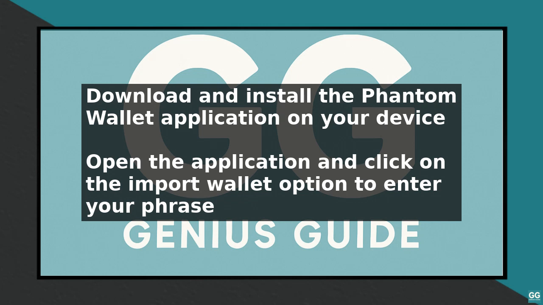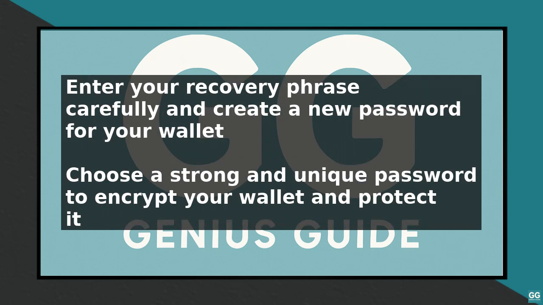Here, you will be asked to enter your recovery phrase. Carefully type in the words of your recovery phrase, usually 12 or 24 words, making sure to enter them in the correct order. After entering your recovery phrase, you will be prompted to create a new password for your wallet. This password will be used to encrypt your wallet and protect it from unauthorized access. Choose a strong and unique password that you have not used before and make sure to store it safely.